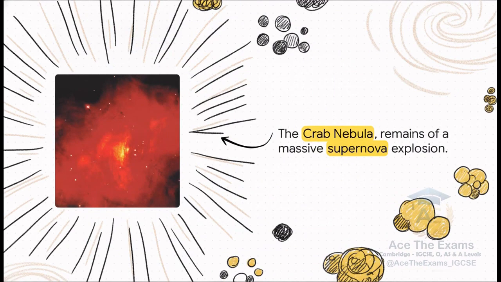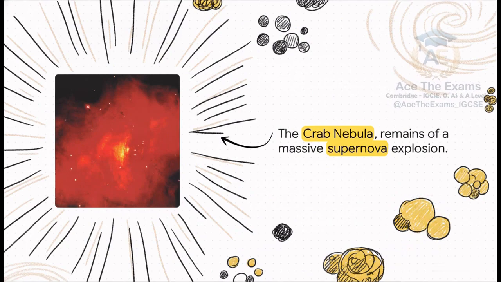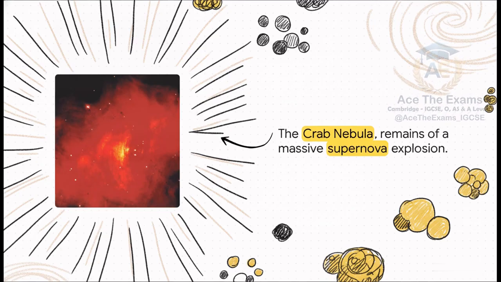Now, on the total opposite end of the spectrum, we have this. You are looking at the Crab Nebula. These are the beautifully chaotic, scattered remains of a massive supernova explosion. And get this, the explosion that created this nebula was so incredibly bright that it was actually recorded by Chinese astronomers here on Earth almost 1,000 years ago, back in the year 1054.